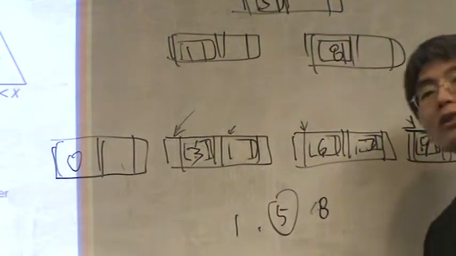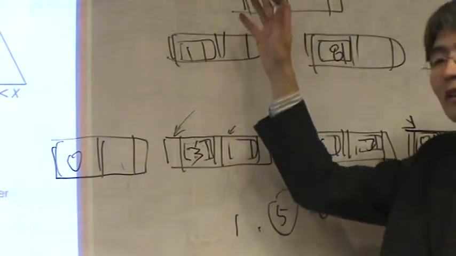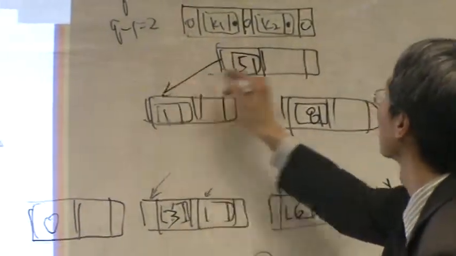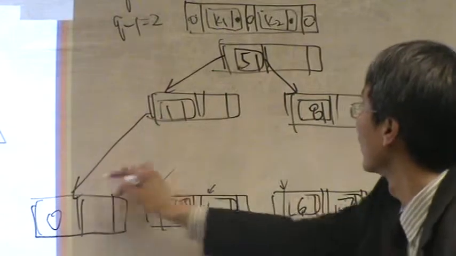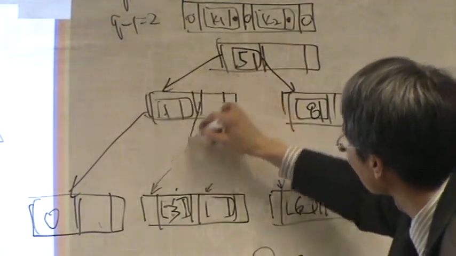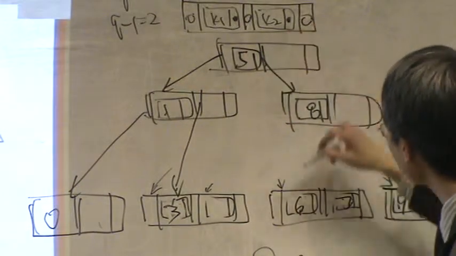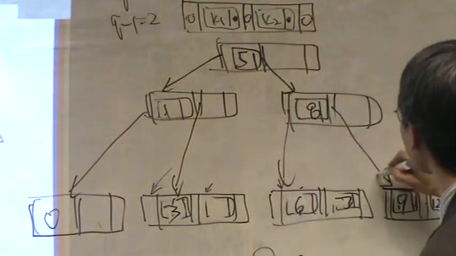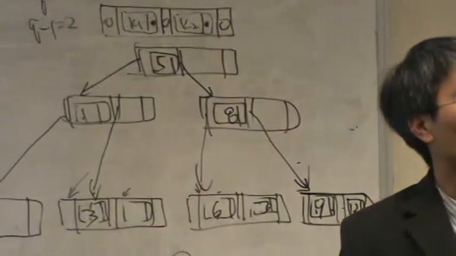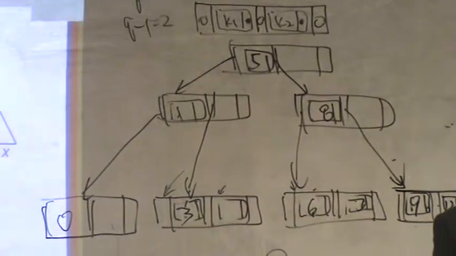That's it. It's growing from top to bottom. Always how many levels? 1, 2, 3, 1, 2, 3, 1, 2, 3. Check the children pointers: less than 5, bigger than 1 goes to here. Be careful. Bigger than 5, okay, goes to here. That's how the B3 index is working.